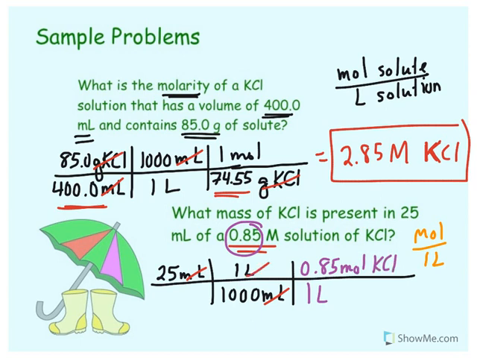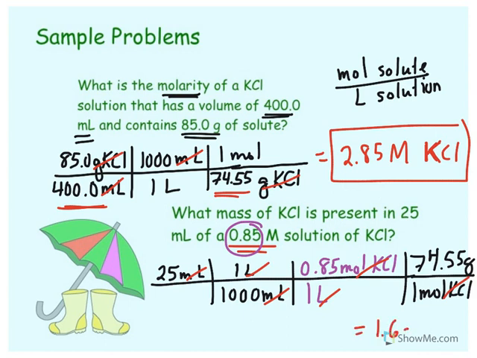Now we are done with the liters. We now need to go to mass. It's our final step. So again, we use our periodic table. 1 mole of KCl, from our previous problem, we have 74.55 grams. Units canceling here. And we are left with 1.6 grams of KCl.